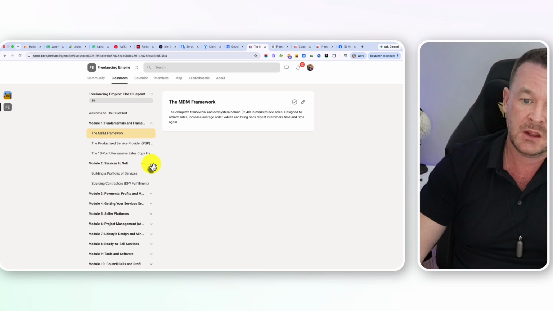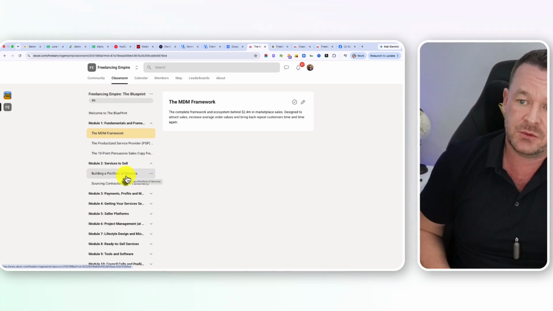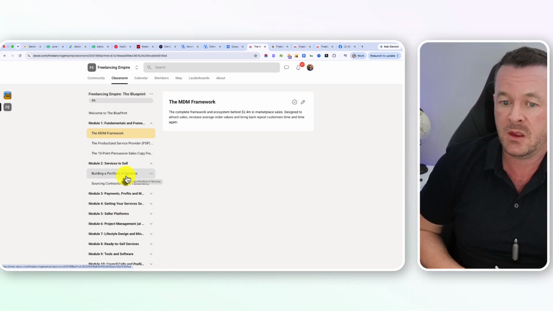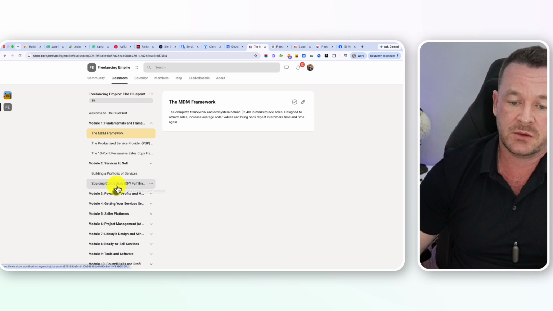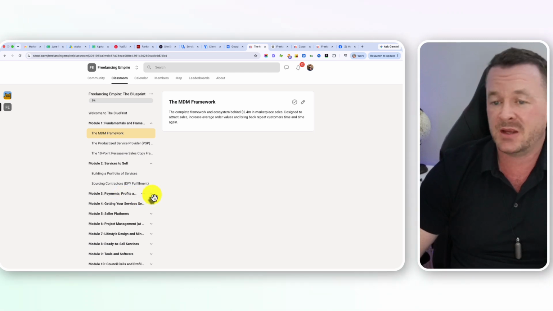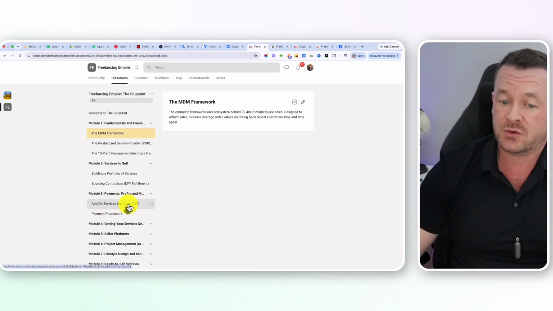And also what we do is we help you build a portfolio of services. Now, I recommend 9 services on the Legit marketplace, for example. And also what we do is talk about sourcing contractors. So this will be down in module 2. Module 3, we talk about the all-important payments, profits, and the average order value and payment processes.